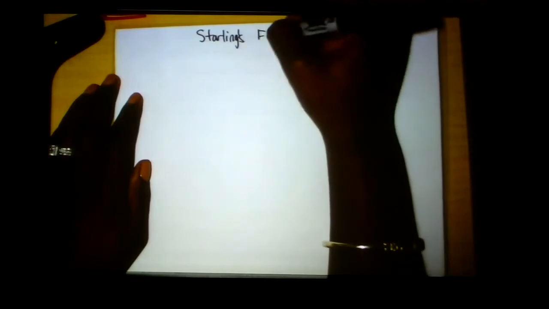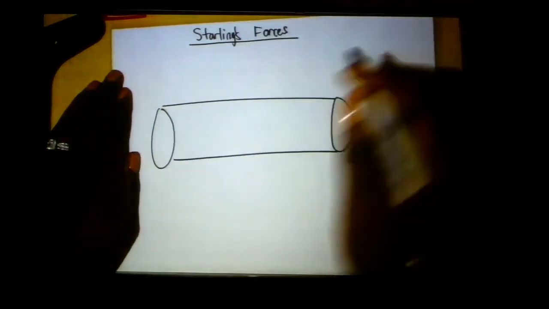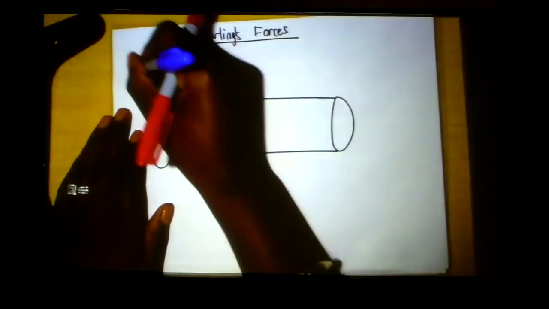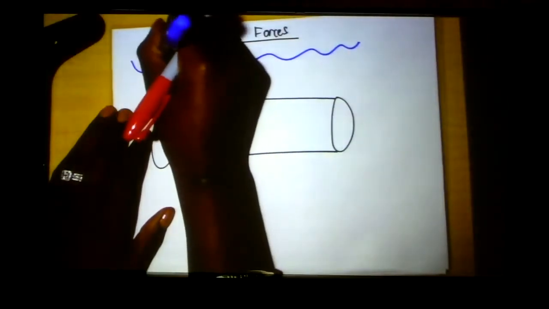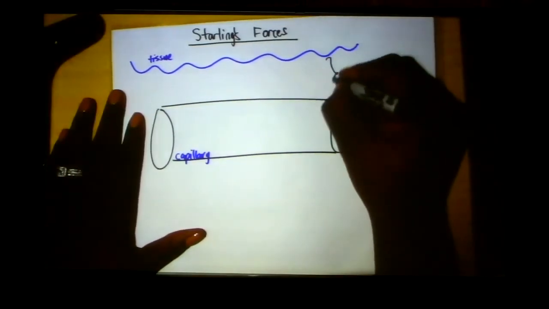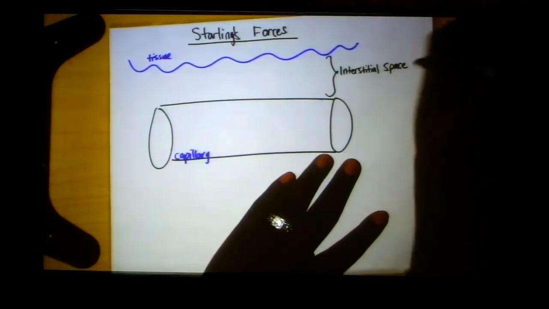Okay, so let's describe those Starling forces a little better. We're speaking about Starling's forces, and let's just draw a capillary here. We're also going to draw a tissue at the top. So this is the tissue in question, and this is the capillary in question. And we can label this as the interstitial space.